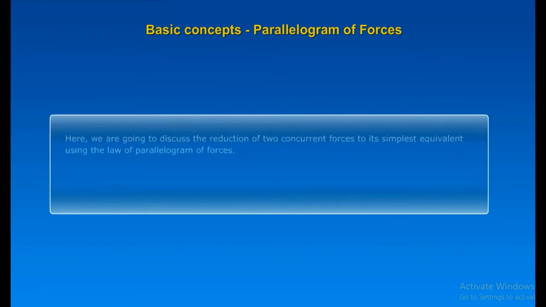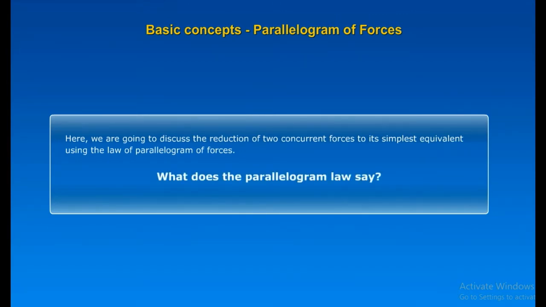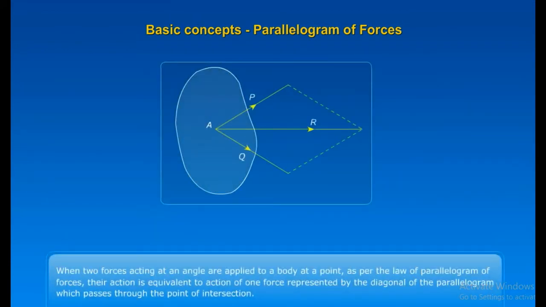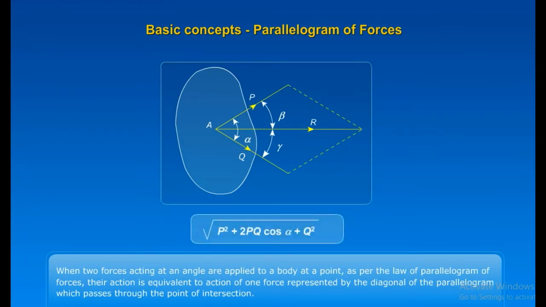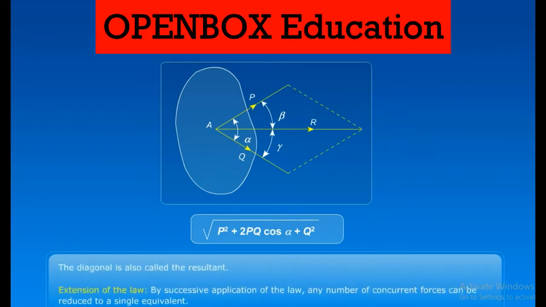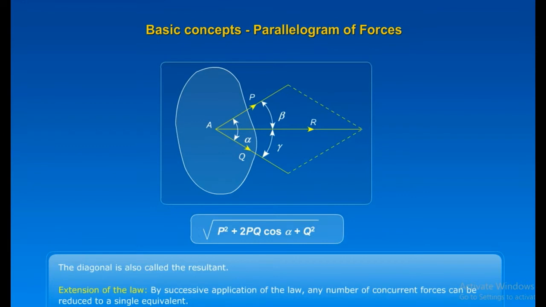Parallelogram of forces. Here we are going to discuss the reduction of two concurrent forces to its simplest equivalent using the law of parallelogram of forces. What does the parallelogram law say? When two forces acting at an angle are applied to a body at a point, as per the law of parallelogram of forces, their action is equivalent to the action of one force represented by the diagonal of the parallelogram which passes through the point of intersection. The diagonal is also called the resultant.